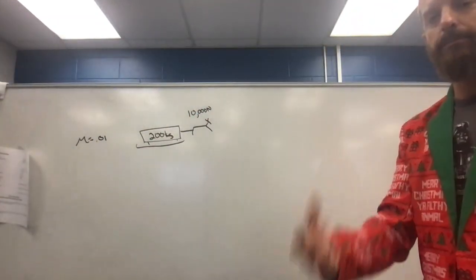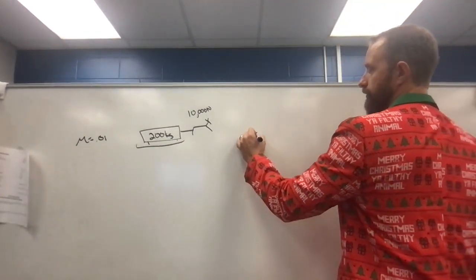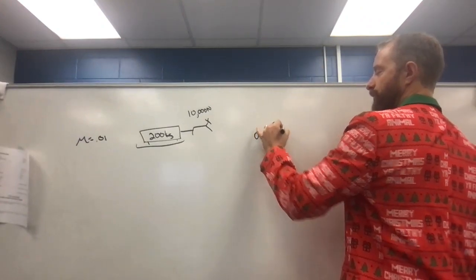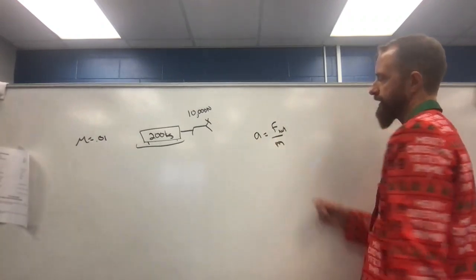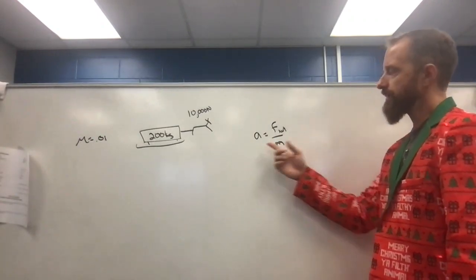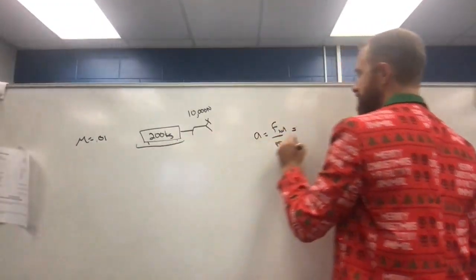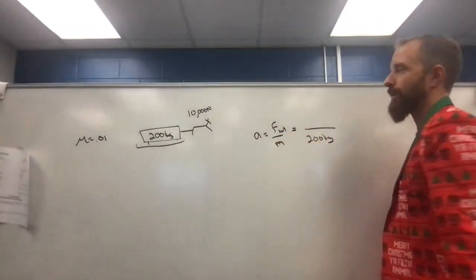So anytime I'm solving for an acceleration, we are going to think Newton's second law when we're dealing with force stuff. So that's net force divided by mass. That's an M. You cannot see that on the screen. Net force divided by mass is acceleration. I already know my mass is 200 kilograms. So I just need my net force.